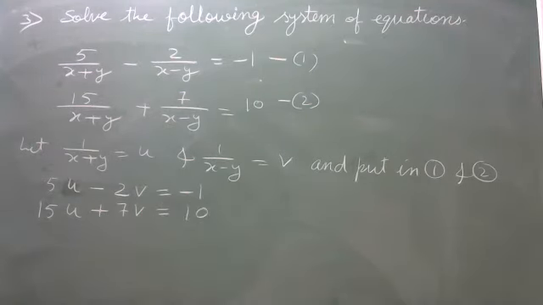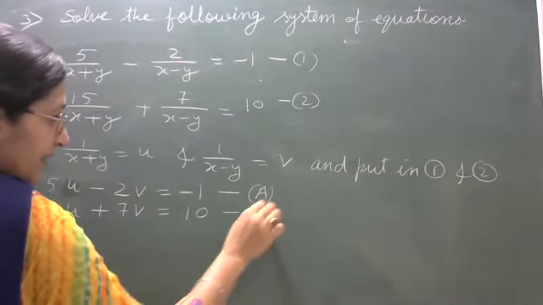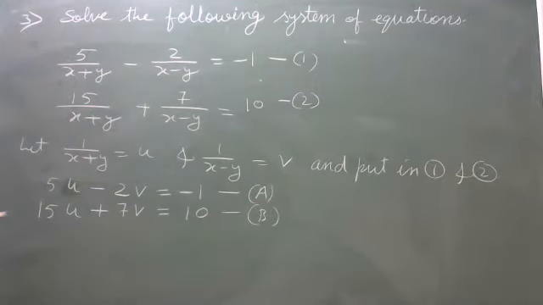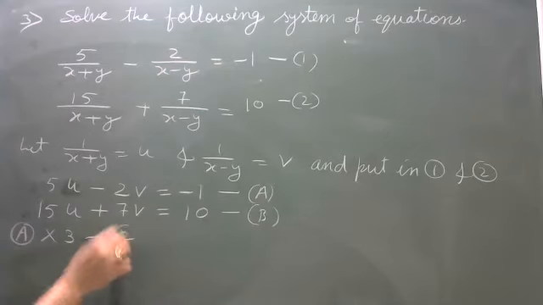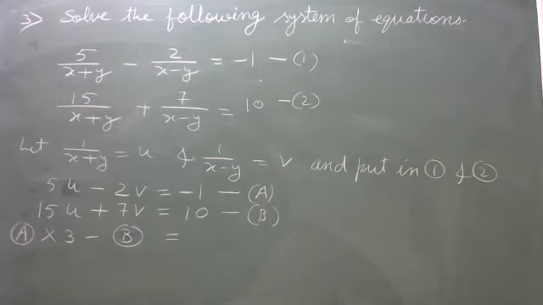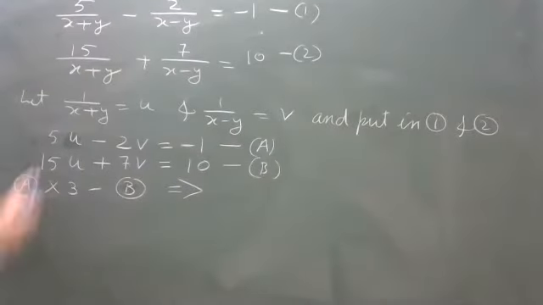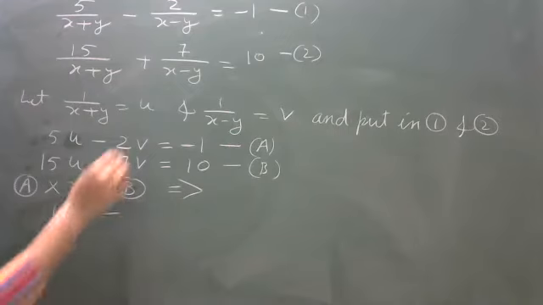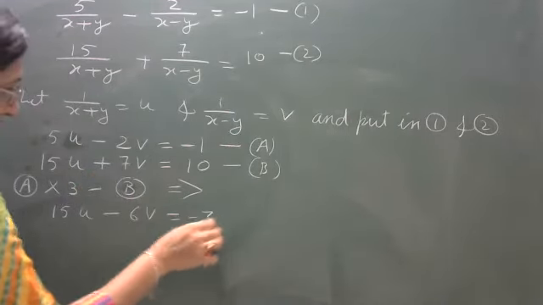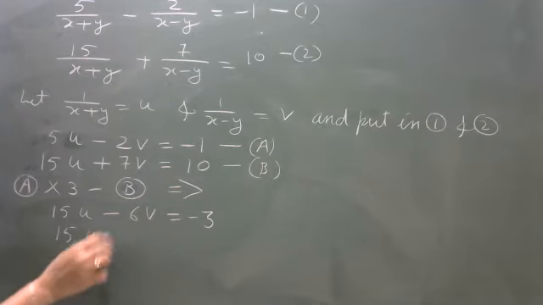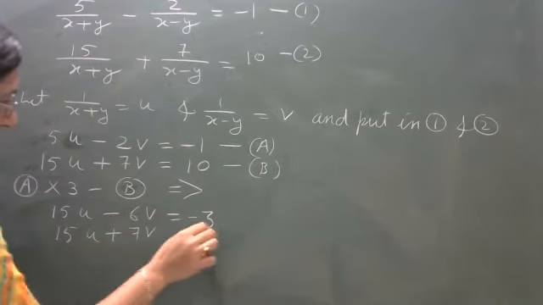So we can number these equations. Let it be equation number A and let it be equation number B. Now what is there here? We can see we can multiply the first equation by 3. Equation number A into 3 minus equation number B implies that. तो फर्स्ट इक्वेशन को हमने 3 से मल्टीप्लाई कर दिया, ये वाली को 15u minus 6v is equal to -3 and here 15u plus 7v is equal to 10.